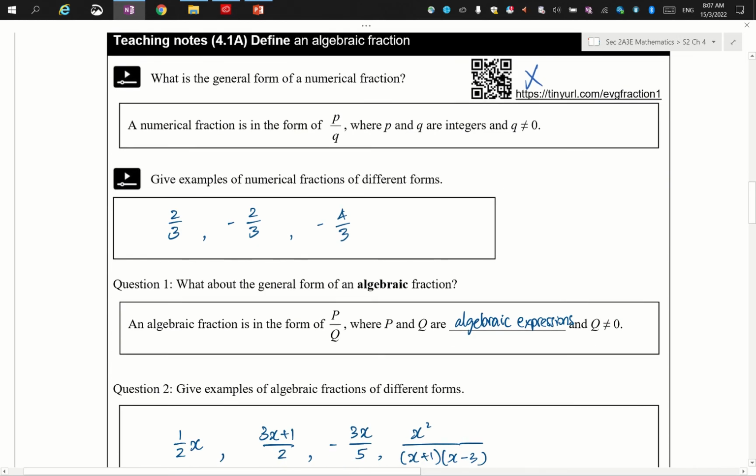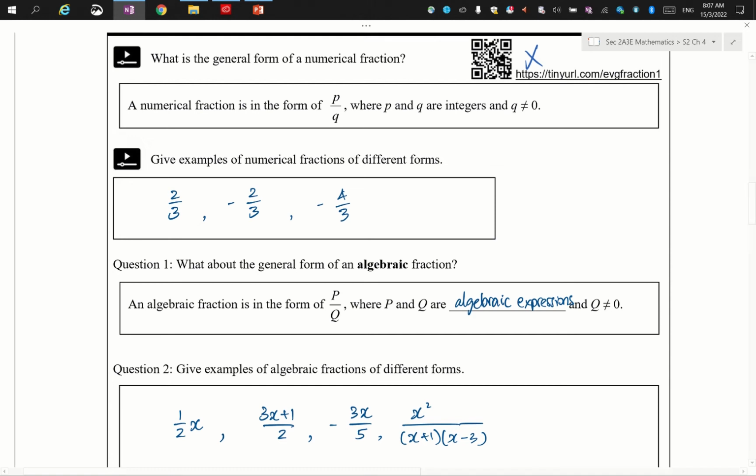We take a look at numerical fractions, what we have learned in primary school. So basically we have a numerator at the top and a denominator at the bottom. Both of them are integers and we cannot have the denominator as 0. These here are 3 examples of numerical fractions, and as you can see, they can be positive and they can be negative.